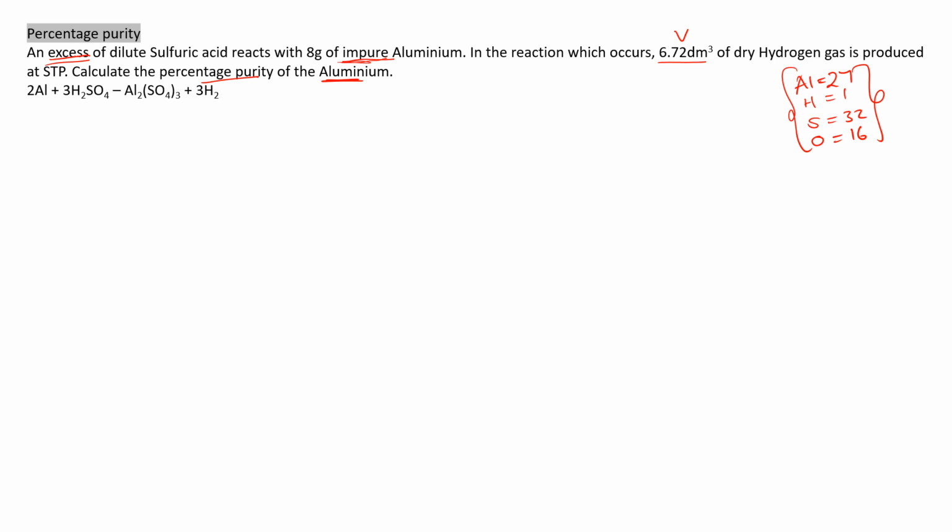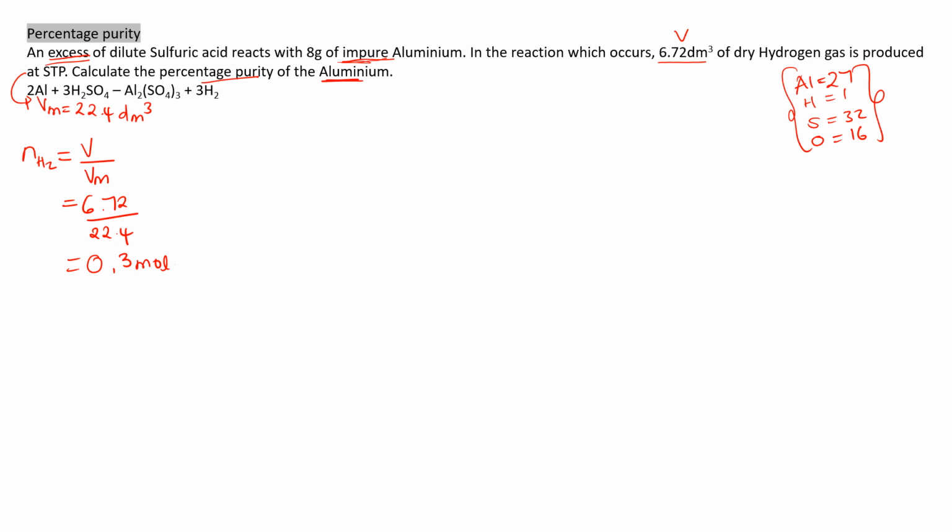All right, so you have 6.72 cubic decimeters of hydrogen that is produced at standard temperature and pressure. And at standard temperature and pressure, molar volume equals 22.4 cubic decimeters. So you know the volume and you know the molar volume. It means you're going to use the formula: number of moles of H2 equals the volume of H2 divided by the molar volume. So that's 6.72 cubic decimeters divided by 22.4 cubic decimeters. 6.72 divided by 22.4 gives us 0.3. That means the number of moles of hydrogen is 0.3 moles.